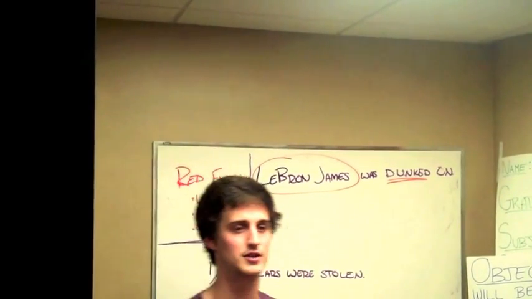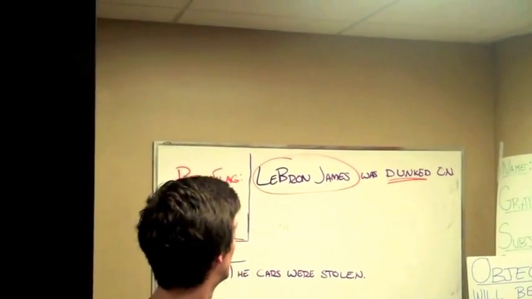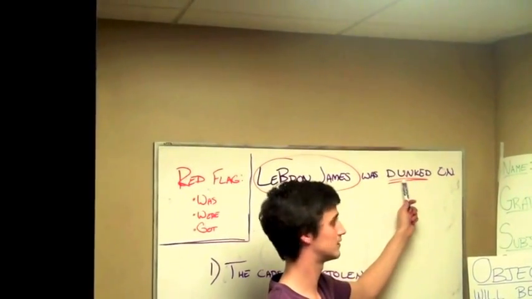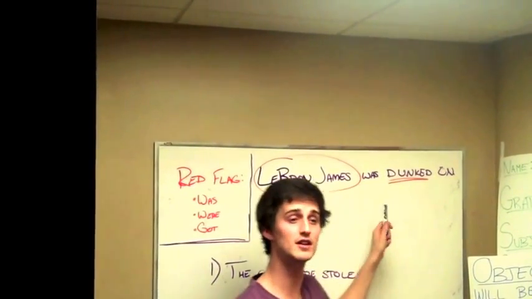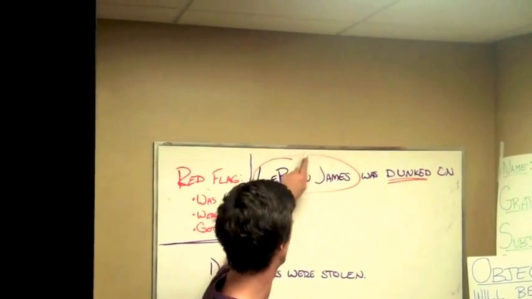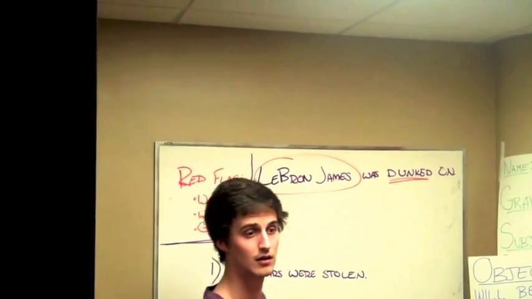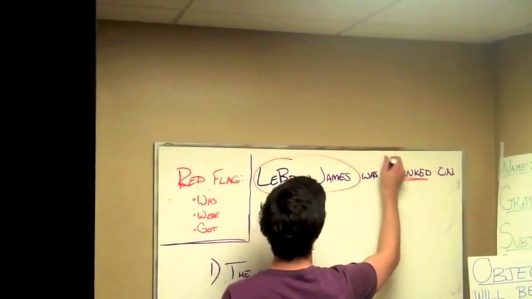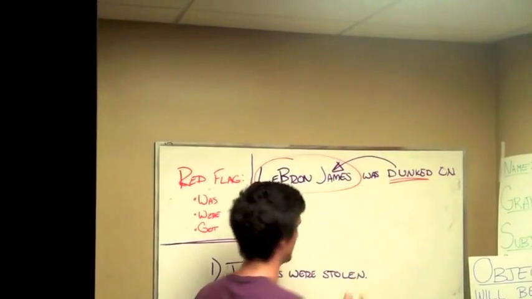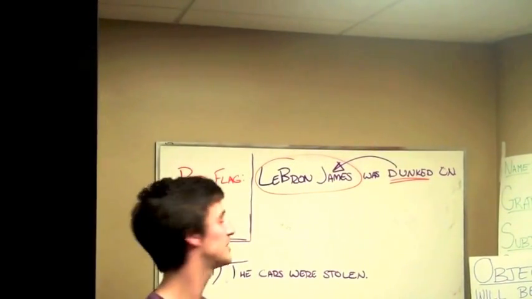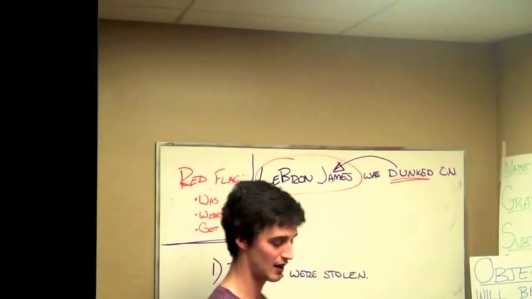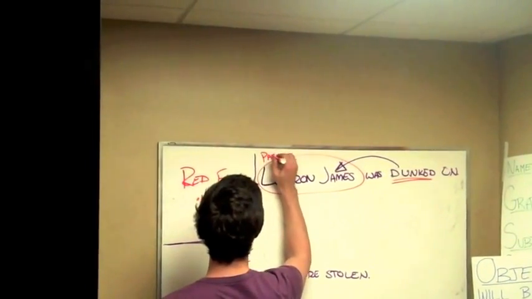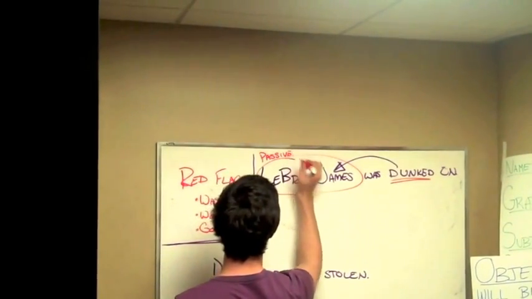Now here's the real question. I want you to think about this. Is LeBron James doing the action, the dunking, or is the dunking happening to LeBron James? Helena? Perfect. The dunking is happening to LeBron James. Our action is happening to our subject. So this is an example of a sentence written in the passive voice.